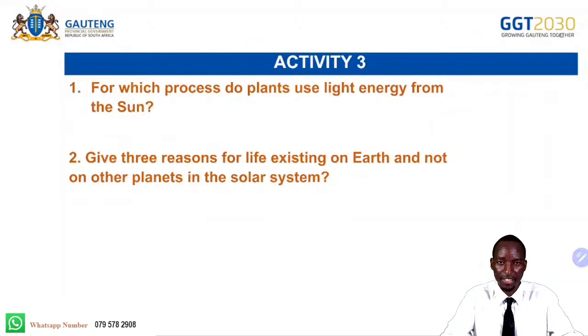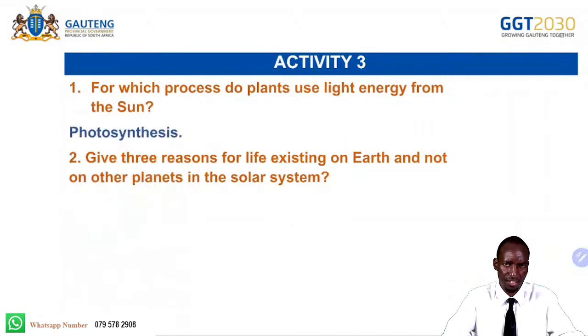Welcome back. Let us go through our activity and check out the correct responses to each of those questions. Question number 1, we're supposed to state which process plants use light energy from the sun for. That process is the process of photosynthesis. Remember, this is the process whereby plants manufacture their own food.